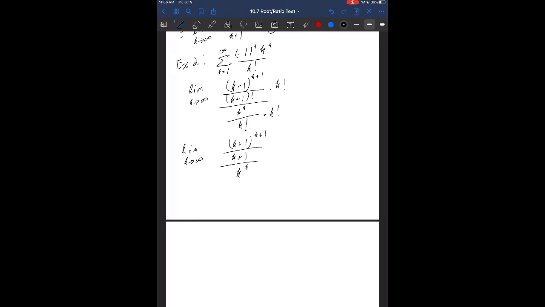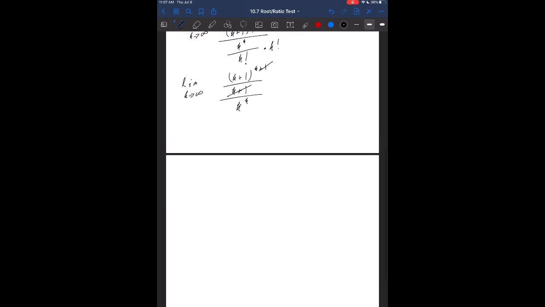as k goes to infinity of (k plus 1) to the k plus 1 over (k plus 1) over k to the k. Okay. So now we have a (k plus 1) to the k plus 1 over k plus 1. We can cancel these, and we are left with one less factor of the k plus 1 there. And so this is equal to the limit as k goes to infinity of (k plus 1) to the k over k to the k, so (k plus 1 over k) to the k.